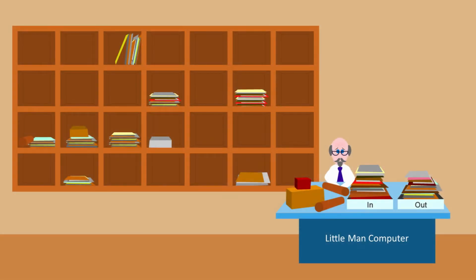In 1965, Professor Stuart Madnick, an American-born computer scientist, wanted to demonstrate the von Neumann architecture to his students, so he created a simplified working model of a computer. He imagined that a computer running a program was similar to a little man sorting letters and parcels into pigeonholes in an old-fashioned mailroom, so he called his model the Little Man Computer.